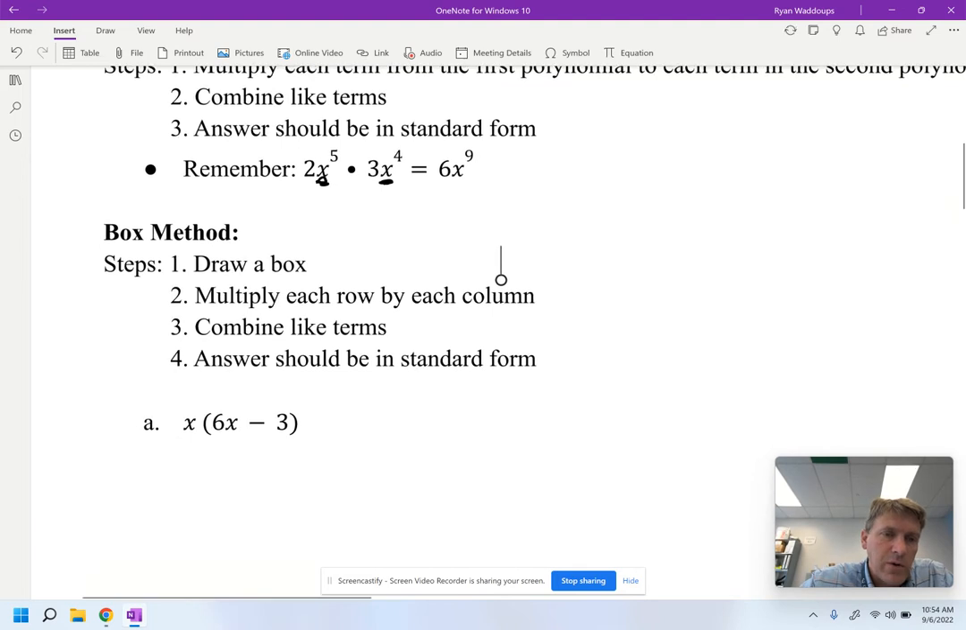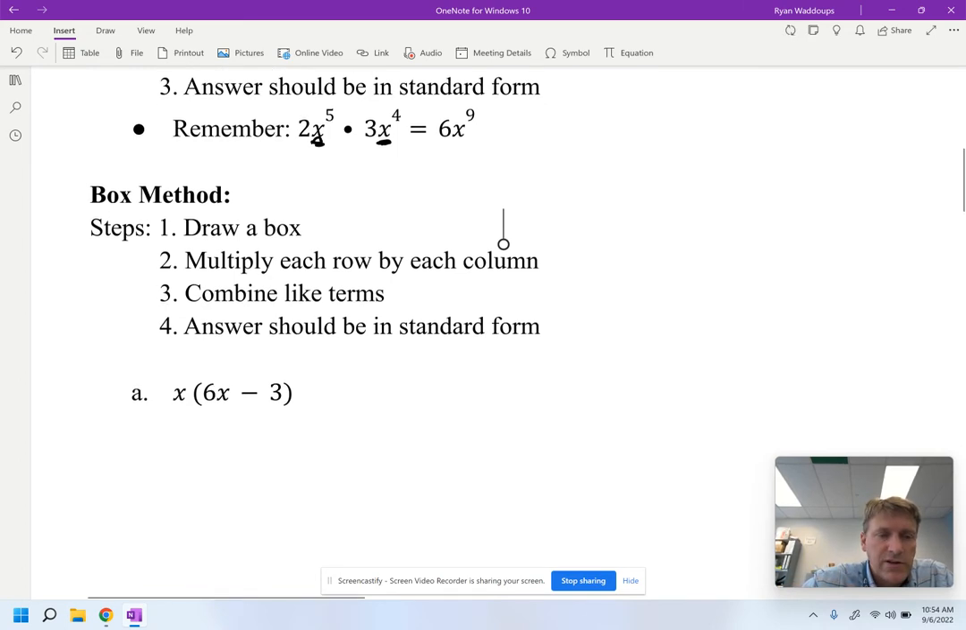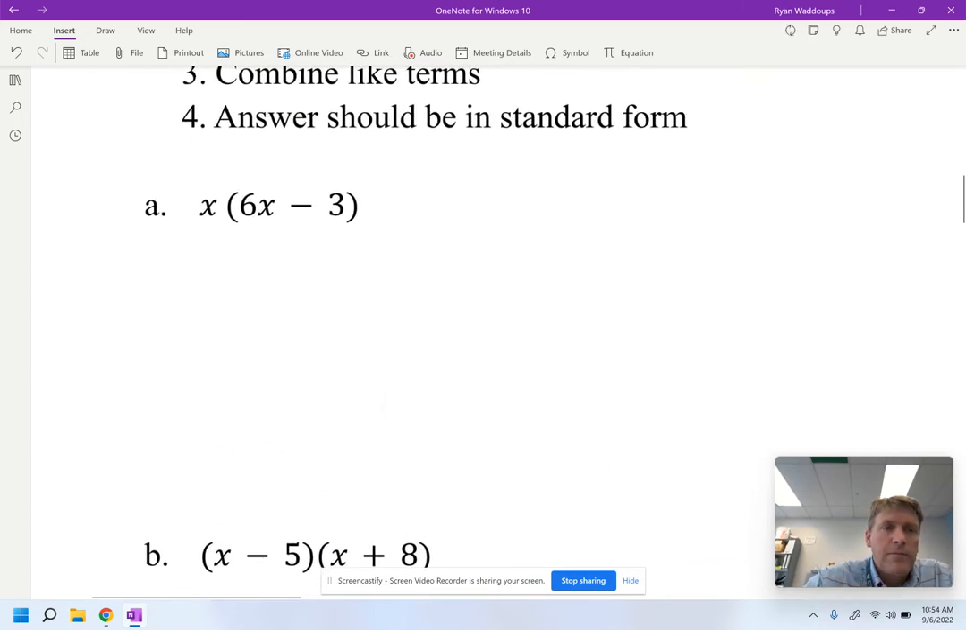And then we've got a box method where we draw a box and multiply each row by each column. Again, we combine like terms, and your answer should be in standard form. Let's look at some examples here.